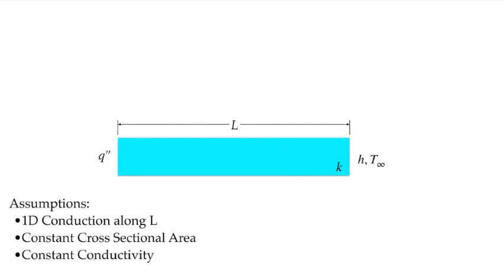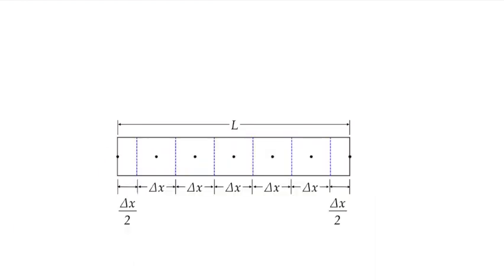It can have an arbitrary length, L. We're going to have a heat flux coming into the surface at x equals 0, or on the left-hand side, and we'll have a convection boundary condition on the right-hand side, or at x equals L, with a convection coefficient and ambient temperature. We'll assume a constant conductivity, and we'll assume that the cross-sectional area is constant. We'll also assume that there's no generation within the bar, within the object.